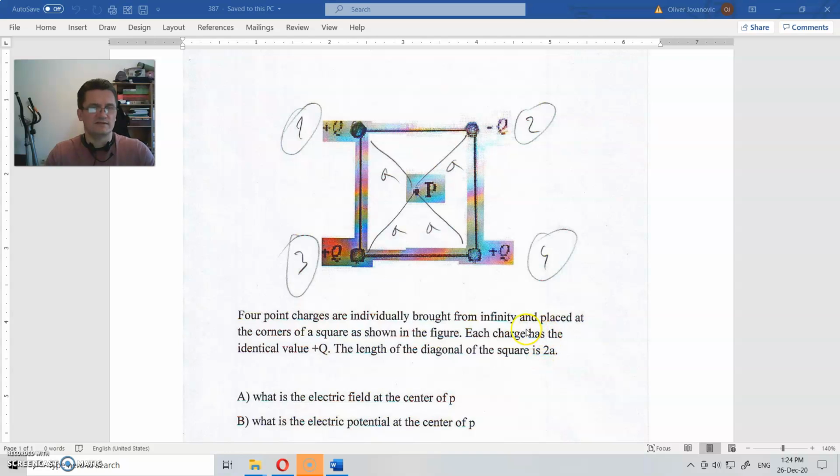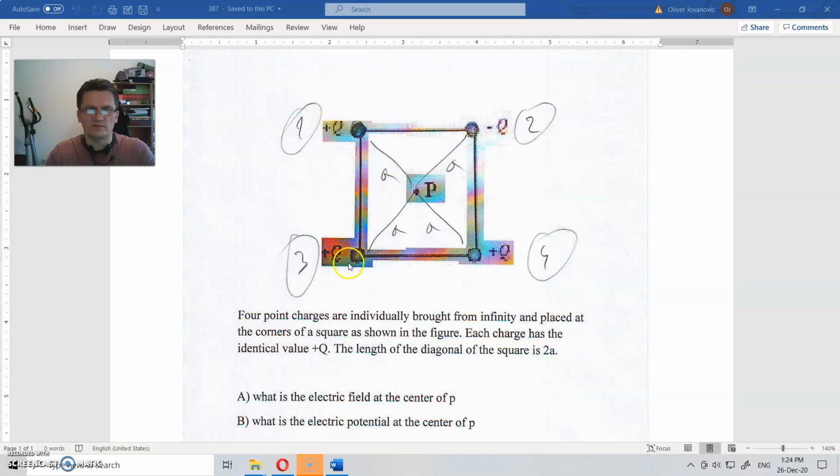So we have an interesting assignment. Four point charges are individually brought from infinity and placed at the corners of the square shown in the figure. Each charge has the identical value of plus q. The length of the diagonal of the square is 2a.